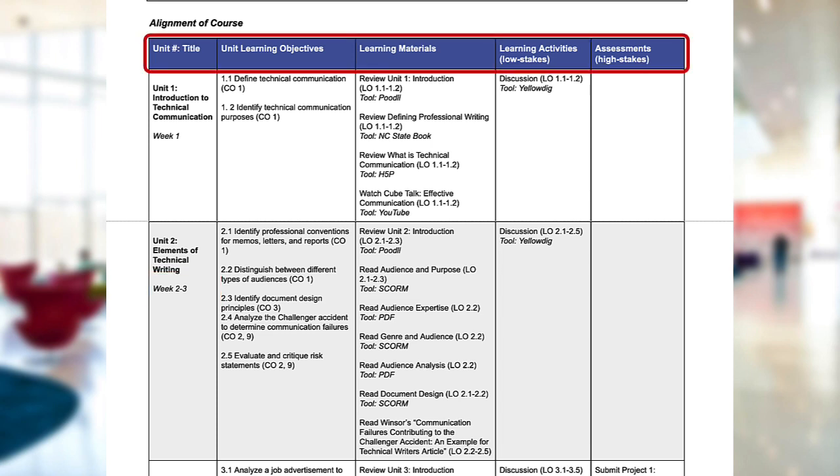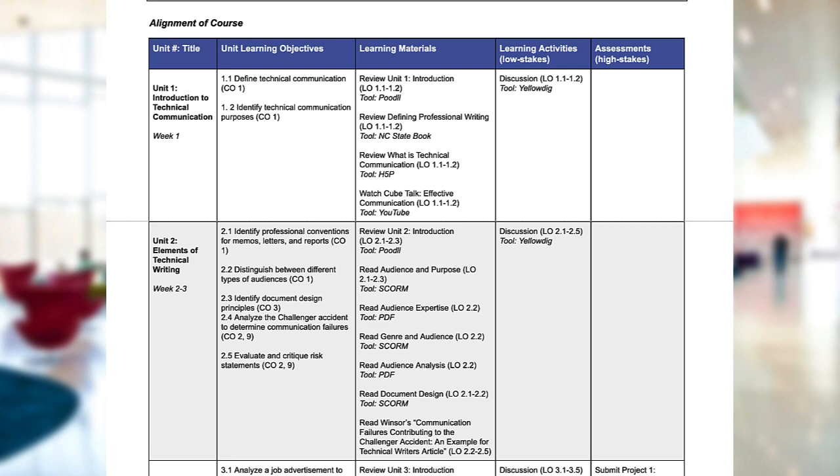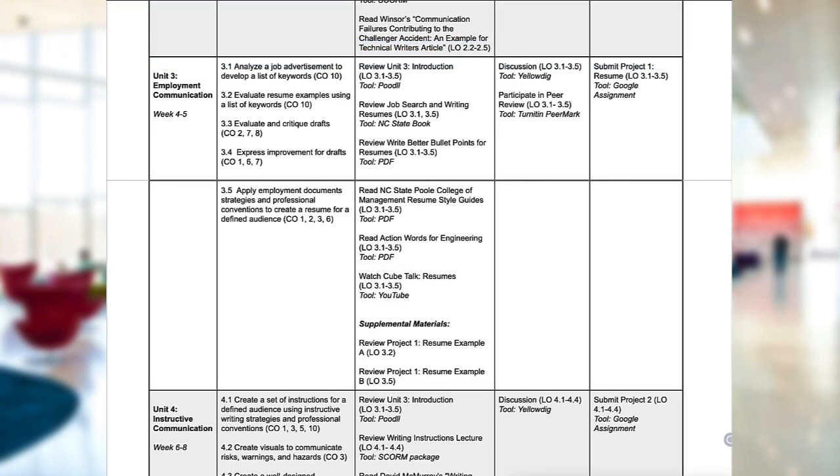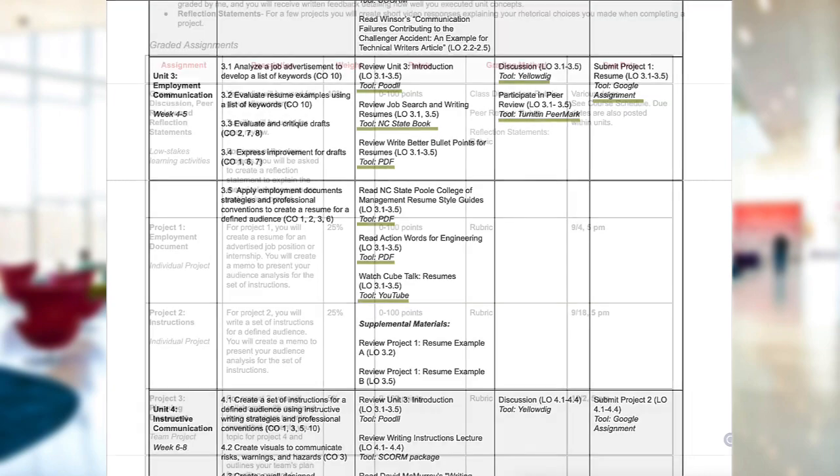The columns list units, learning objectives, instructional materials, learning activities, and assessments. The instructor has indicated that learning activities, such as discussions, are intended to be low-stakes graded items, while larger assessments, such as projects, are the high-stakes graded items in the course. They've also noted how the unit learning objectives align with the course objectives, and how the other course components align with the unit objectives. Tools are clearly listed after each individual material, activity, and assessment.